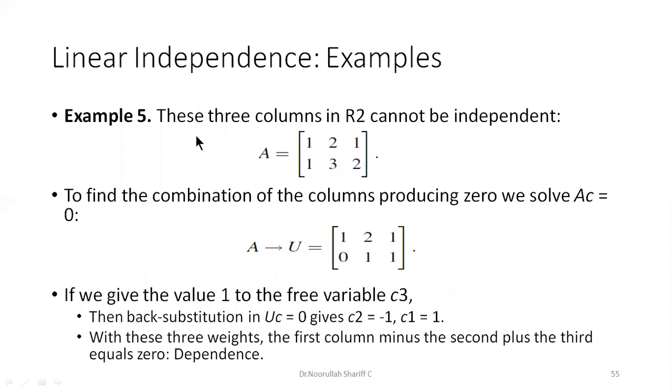Here, these three columns in R2 cannot be independent, because if you try to solve this, convert A into U, you will get this. Naturally, because you have three columns and two rows, it cannot be linearly independent. Out of this, two will be independent and one will be dependent.